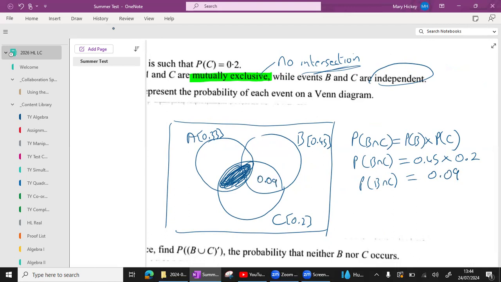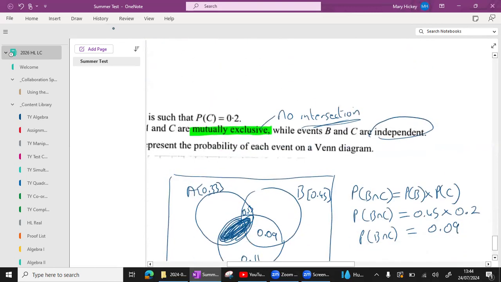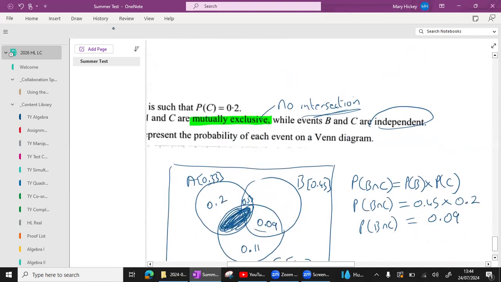Now all I have to do is take 0.09 away from 0.2, which is 0.11. I take 0.09 away from 0.45. Actually, sorry, this is still 0.13. Isn't that what we had earlier? Yep. So the A doesn't change. There's nothing really happening there, but the B does because B now has the 0.09 as well. So that leaves 0.23 in that B only section. So that's the diagram finished.